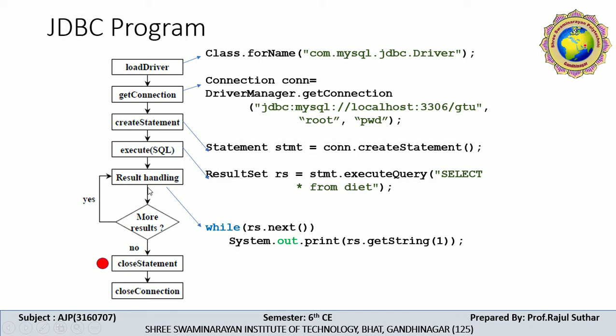If this loop is completed and no execution is pending, we close the statement. How can we close the statement? By using stmt.close(), and close the connection by using con.close(). Here the connection object is con. So this is the total flow chart, or you can say the execution steps of a JDBC program.